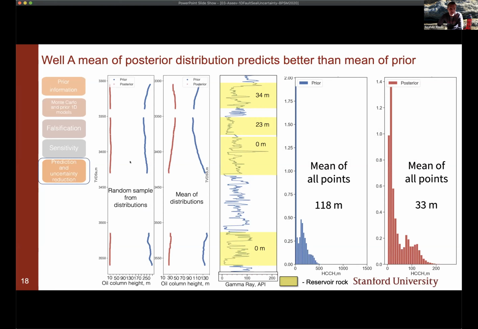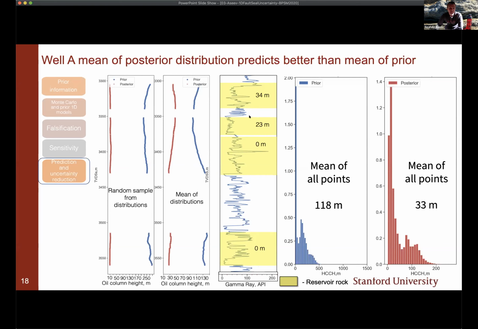The picture on the left is a random sample. You remember all the 5,000, many lines. So a random sample of one of these lines is here, it's a prior. And a random sample of our posterior distributions is here. This image is the mean of distributions, so we can predict from our distribution using the mean. This is the mean of prior, that's how our 5,000 points look like, the mean of them. And this is the mean from posterior, which is red.